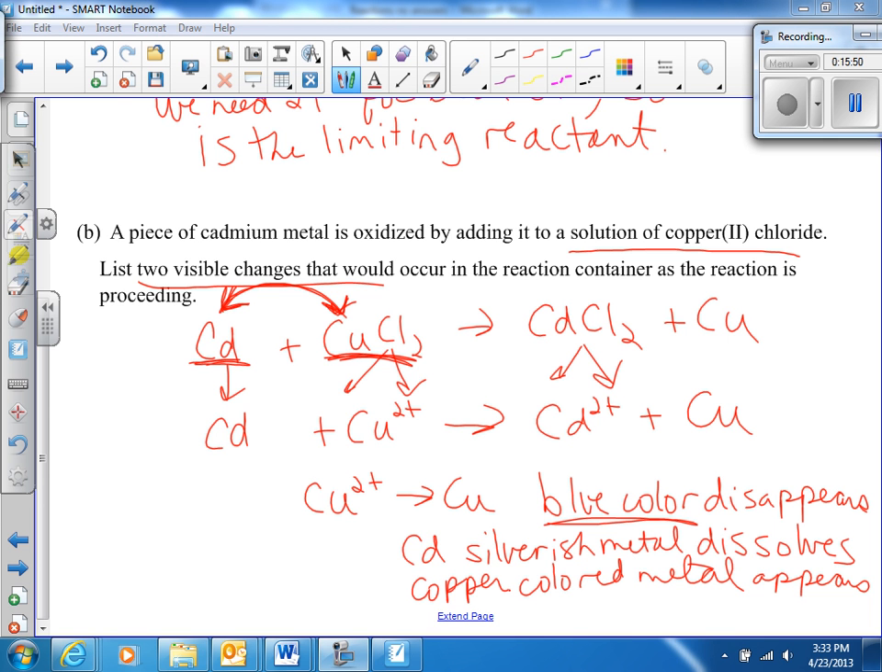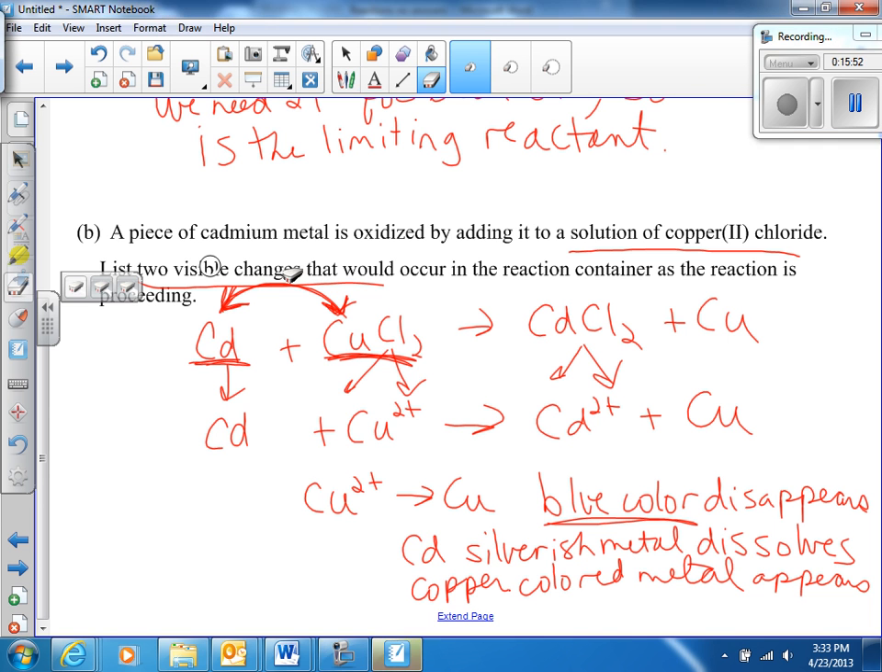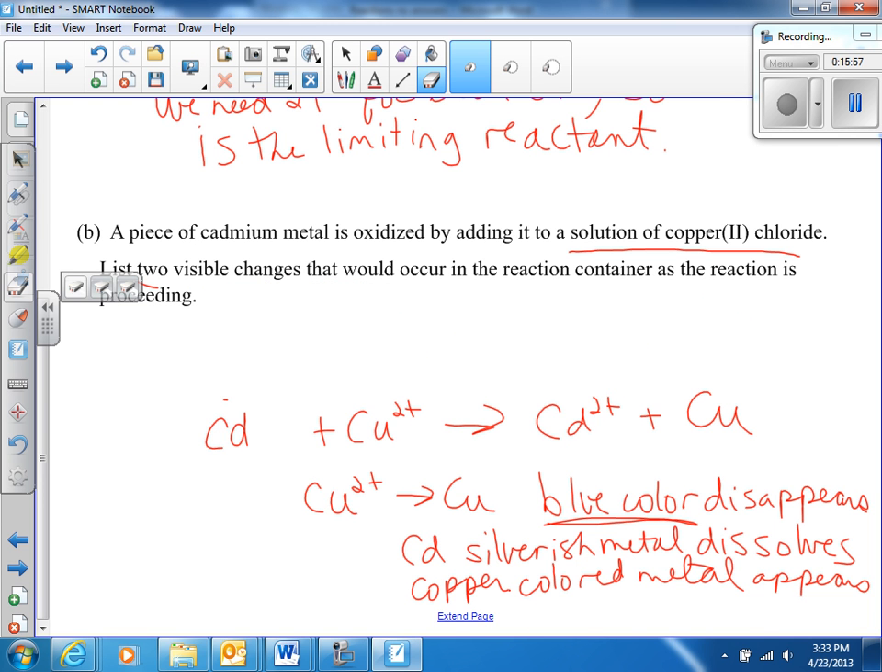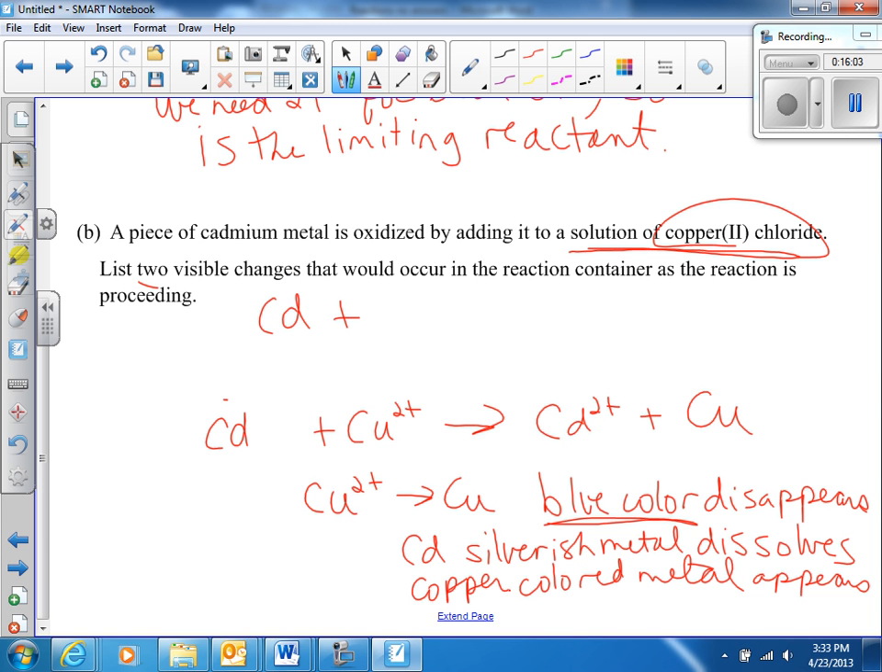I had mentioned that I would show you the shortcut version of doing this, so I'm going to erase all of this. And the shortcut way. Okay, so I read this and I see I have cadmium metal, solution of copper 2 chloride. That chloride, I can see right away it's not going to do anything with cadmium because chlorides are only insoluble with mercury 1, silver, and lead 2. So we're not going to worry about the chloride. So we have copper 2+.